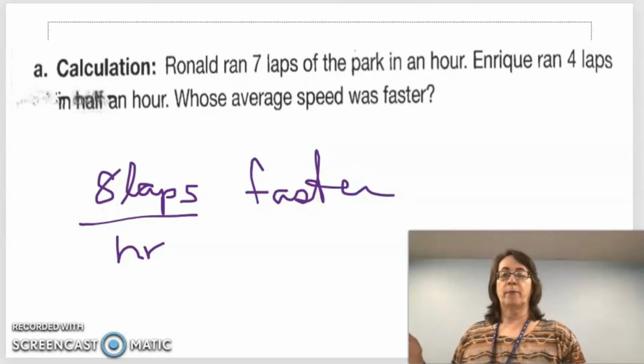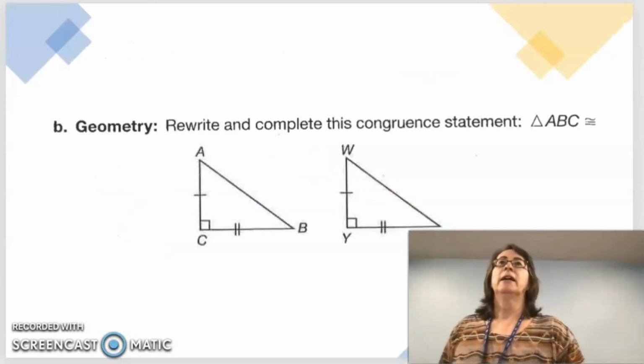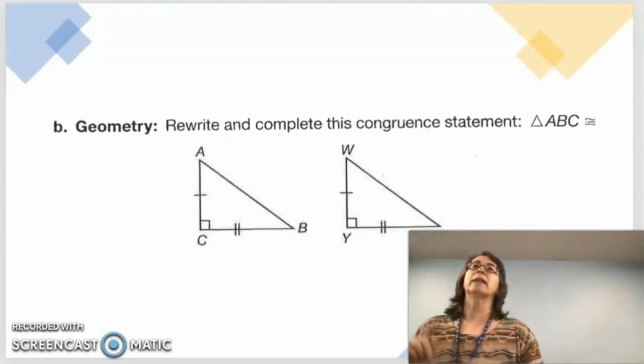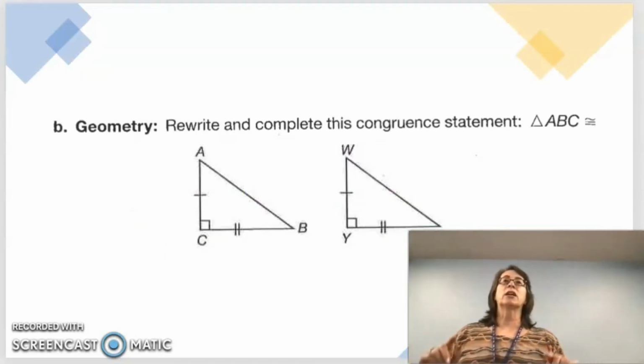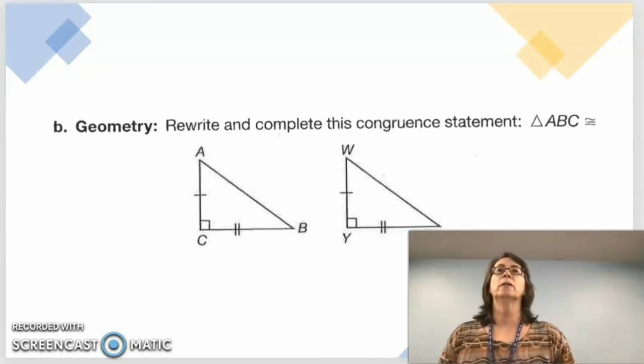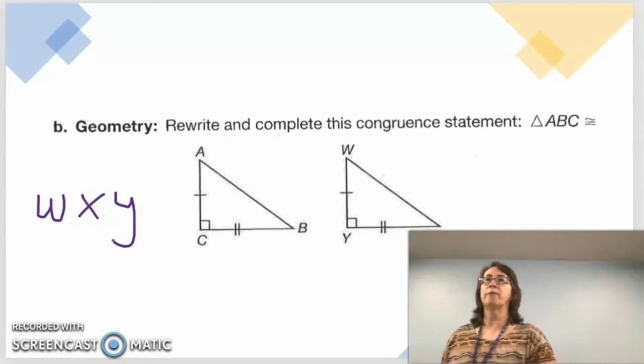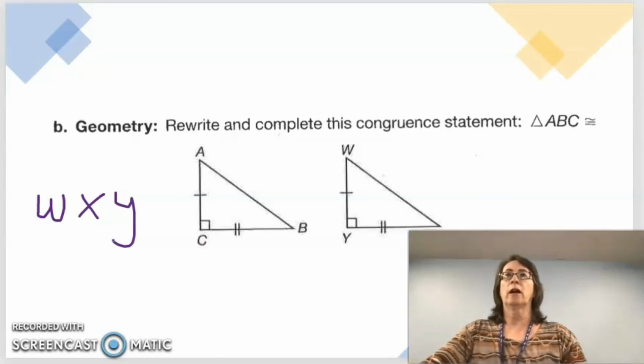Okay, so, ready? Rewrite and complete this congruent statement. Triangle ABC is congruent to WXY. Very good. Why do we have to have it in that order? Okay, you must mimic the order of the original triangle, don't you? Okay, so, very good.